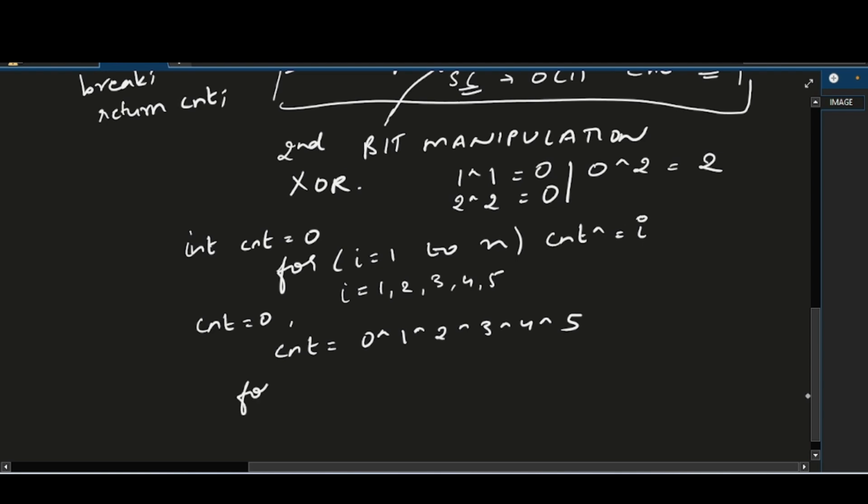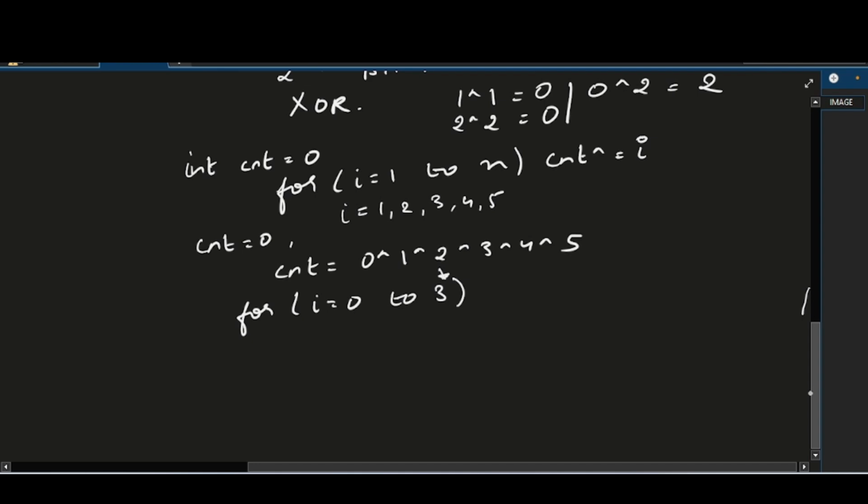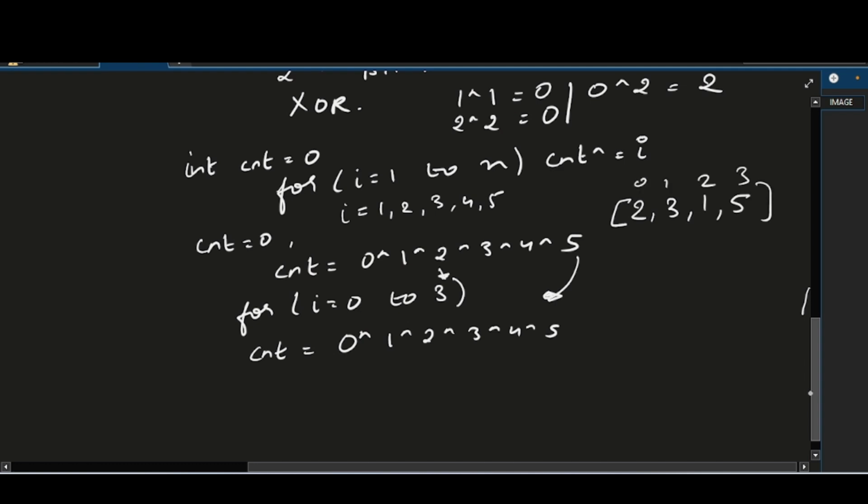Now, if I again start a for loop from i equal to 0 to 3, since 3 is the last index that is available to us, my count is going to be equal to 0 XOR 1, XOR 2, XOR 3, XOR 4, XOR 5, which is the initial value of count that we have. And if you remember, I am not sorting the array. The initial array given to us was 2, 3, 1 and 5. So this time if I start to XOR with the elements present in the array, I will get 5 XOR 2 when I start the for loop from i equal to 0, XOR 3, XOR 1, XOR 5.